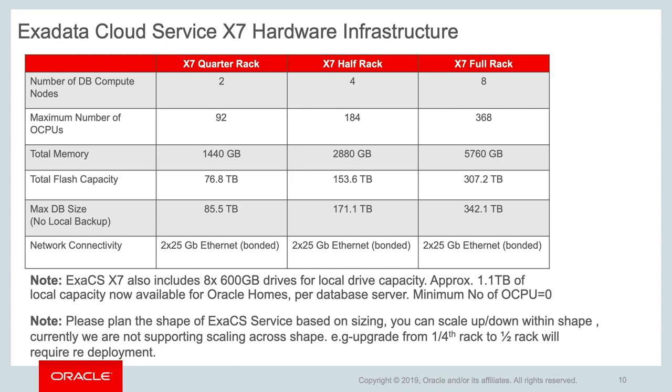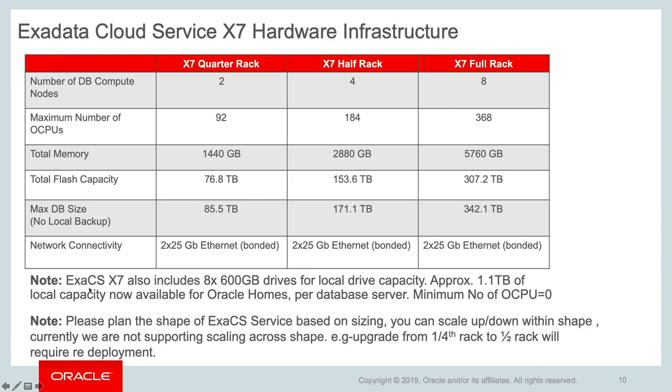Another important aspect to know here is you need to always consider the maximum database size. So in case we don't take a local backup, the maximum database size on a quarter rack could be 85.5 terabyte. On a half rack configuration it can go 171 terabyte, and on a full rack we can have a 342 terabyte of one single database. In terms of network connectivity, quarter rack, half rack and full rack all have bonded 25 GB Ethernet attached to it.